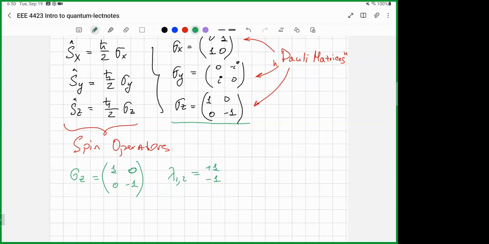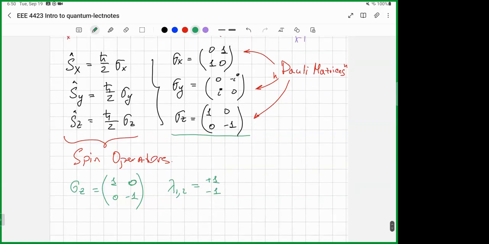of this Pauli matrix. And if you diagonalize the other two Pauli matrices, they also give the same eigenvalues, plus and minus 1. These eigenvalues simply correspond to two different orientations of the spin, either plus 1, which is up, or minus 1, which is down.